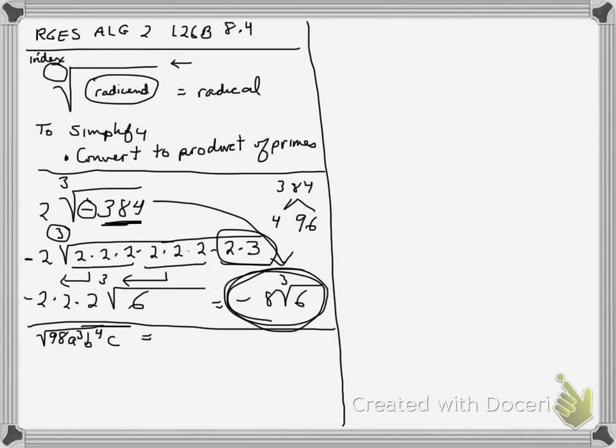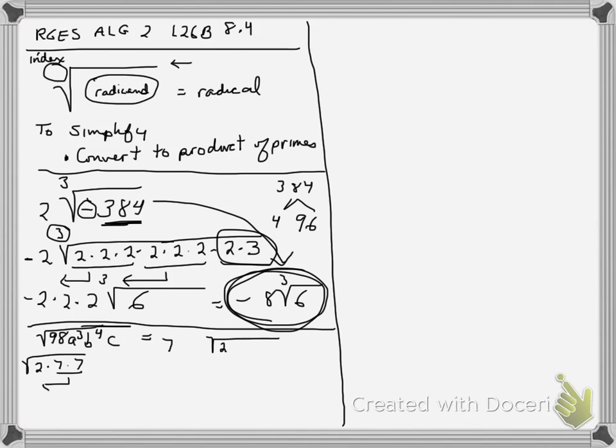Now, if I had 98, I'll just write the number part down here. That would be 2 times 49, which would be 7 times 7. Because it's a square root, I'm going to take out the 7, so this will be 7, and under the square root is still the 2.